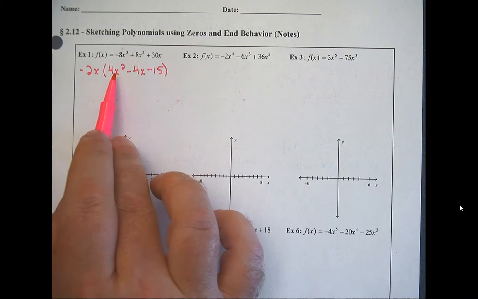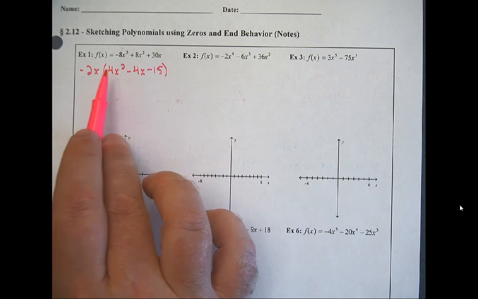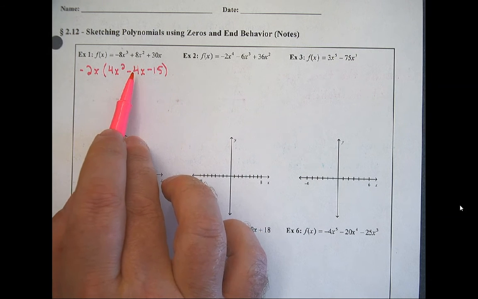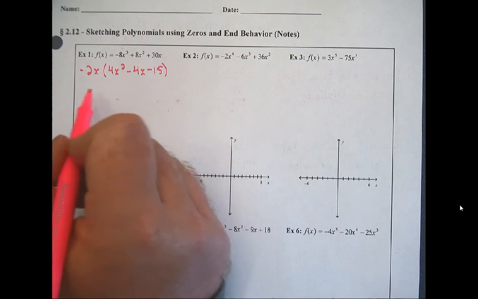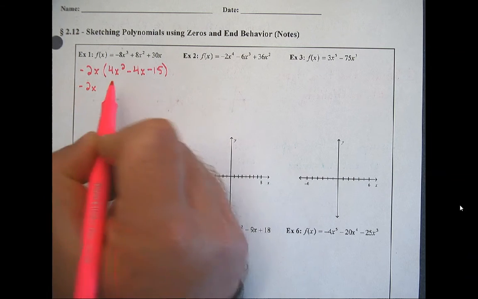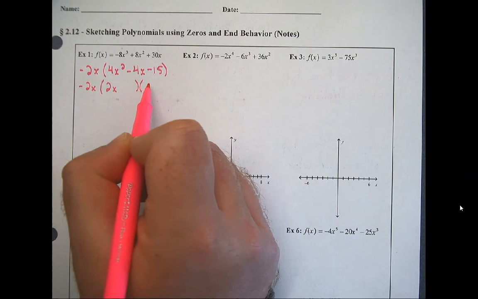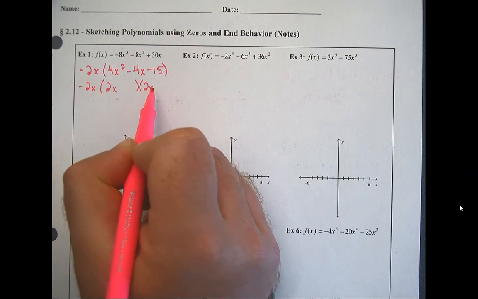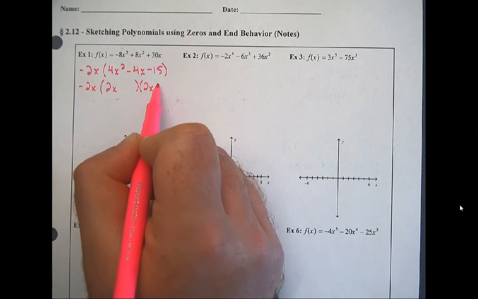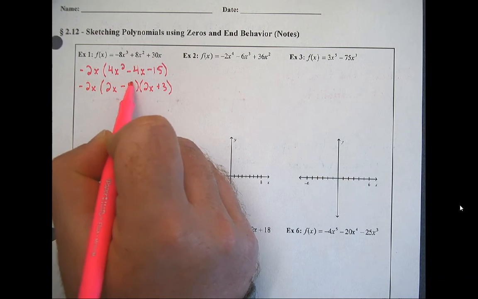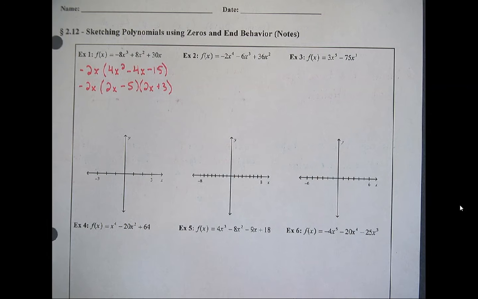Now this is something that I can try to factor. So 4 times 15 is 60. That makes 4. 15 and 4 works. So this is going to be negative 2x times the quantity 2x. Look, if you're struggling with factoring still, go back and watch my video in Unit 0, or stay after school and we can figure it out.